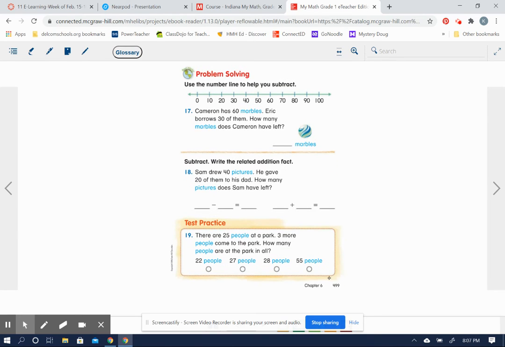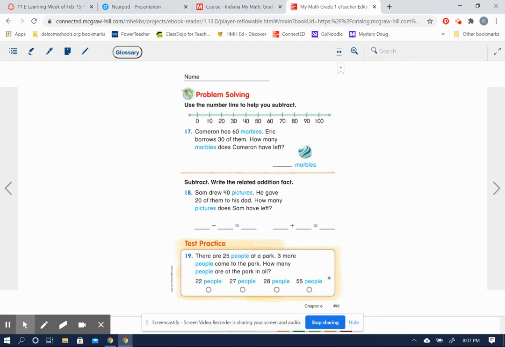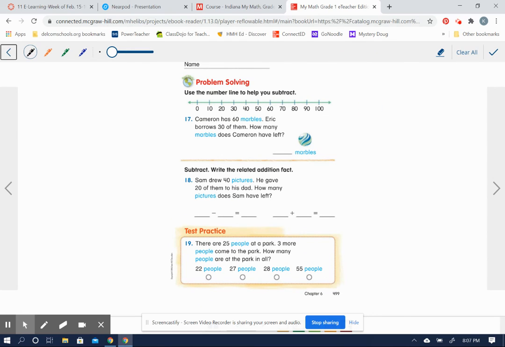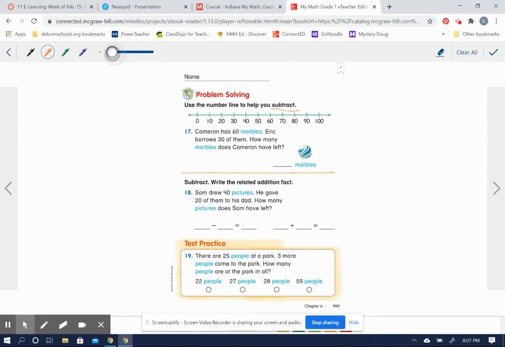Well, we're using a number line, and it does say that we are going to subtract. Okay, there we go. So we have to look at the numbers, and the numbers in our story are 60 and 30. So we could be thinking 60 minus 30, because Cameron started with 60 marbles, and then Eric borrowed 30 of them. That means they took 30 away from the original 60. And so how many were left?